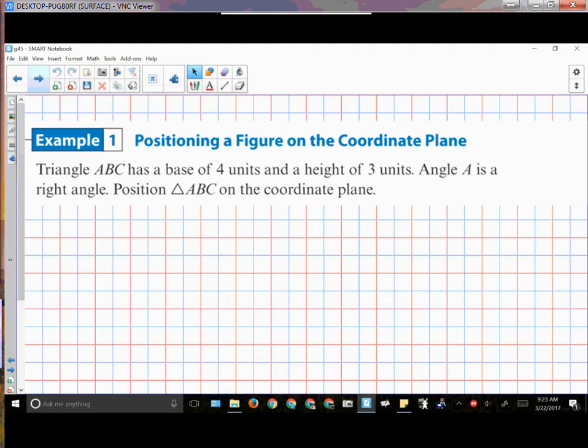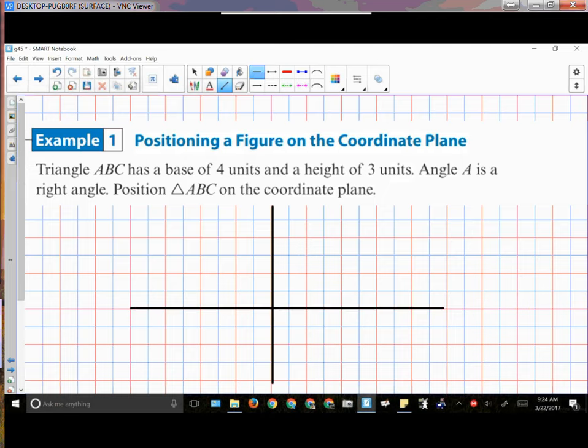So, let's try this. I want to put this triangle on a coordinate plane. Well, first thing I need is my coordinate plane. And now I need a triangle that has a base of 4 units and a height of 3. So I would probably want to do something like this. It says a base of 4. 1, 2, 3, 4. Height of 3. 1, 2, 3.